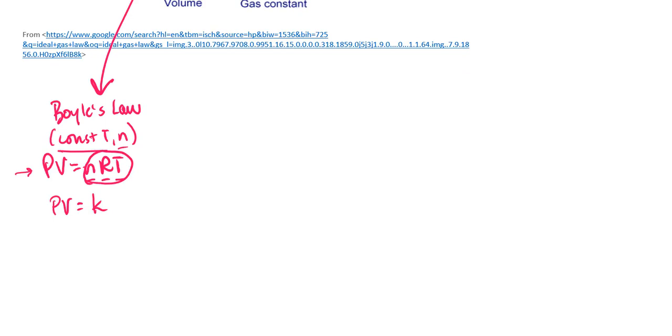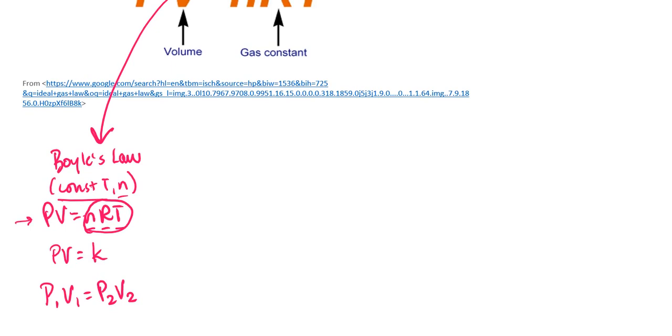And if I'm dealing with an initial set of conditions, P1, V1, and a final set of conditions, P2, V2, then I could also write this law as P1V1 equals P2V2. All right, now let's see if we can piece together Charles's law. So that's Boyle's law, Charles's law.